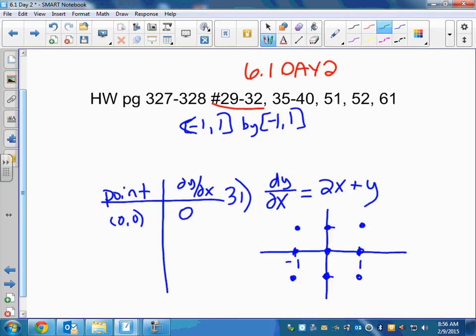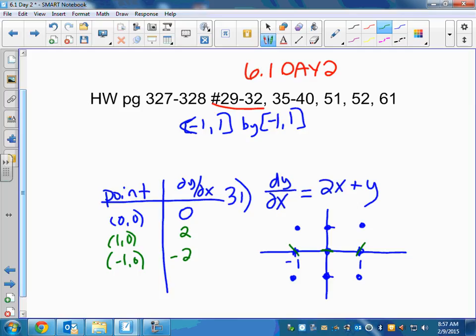So at 0, 0, the slope is 0. At 1, 0, that would be a slope of 2. Do you agree with that? No rhyme or reason, I'm just going along the x-axis here. At negative 1, 0, that would be a slope of negative 2. Yes? Anybody have a question on where I'm getting these values from?